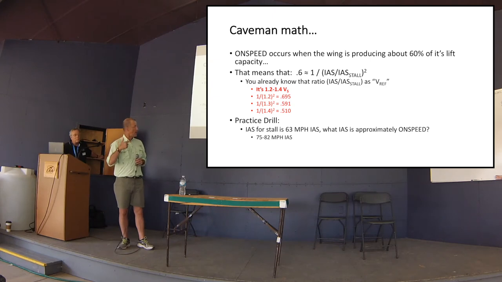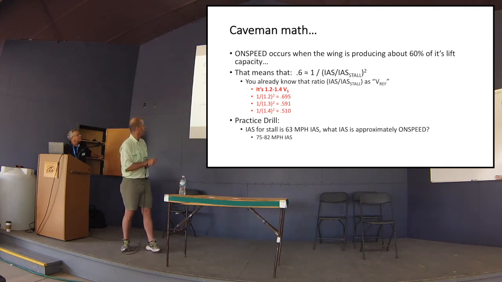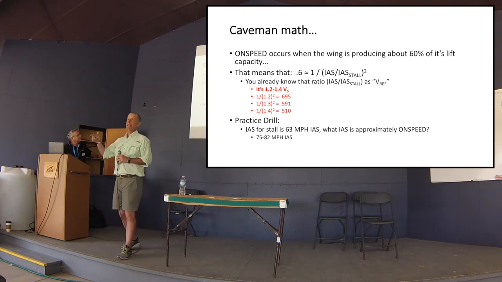So I put just one quick practice drill up here, but if your airplane stalls at 63, and you do that math, you're going to find out if you plug it in here and here, it's going to be between about 75 and 82 miles an hour, any day of the airspeed.